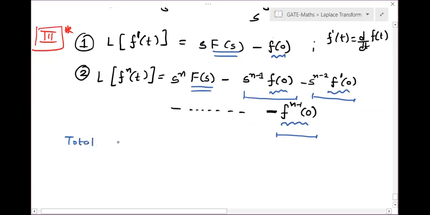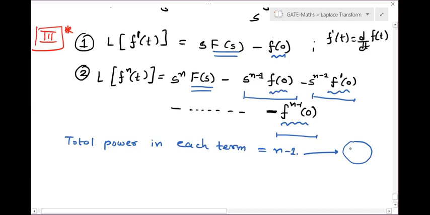Total power in each term is n minus 1. Is it clear now? Please give me some response. Total power in each term is n minus 1. Okay. Yes. Now, when we see its examples, it will be very much clear to you, right? And here, these are all differentials. F dash means you have to find its differentiation first time, f double dash 2 times, f triple dash 3 times. Okay. So this is how we are going to proceed.